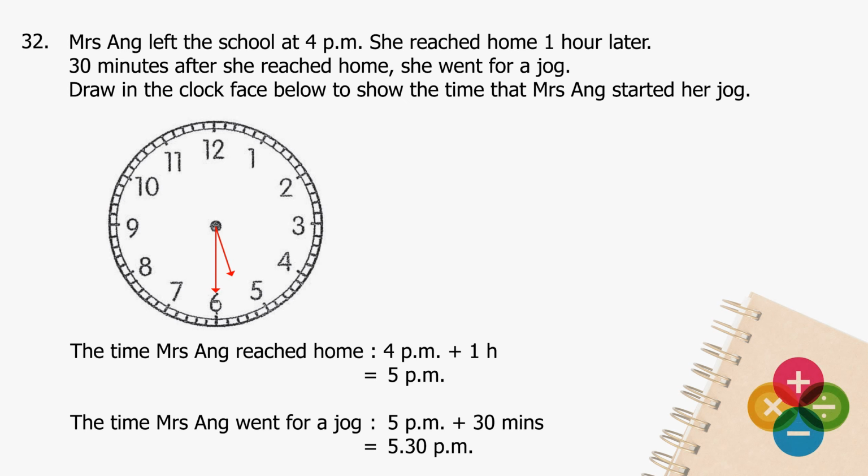4 p.m. is equal to 4 hours. The time Mrs. Ang reached home will be: add 4 hours to 1 hour, and the sum is 5 hours. The time Mrs. Ang went for a jog will be: add 5 hours to 30 minutes, and the sum is 5 hours and 30 minutes, or 5:30 p.m. Mrs. Ang started her jog at 5:30 p.m. The time is shown on the clock face.